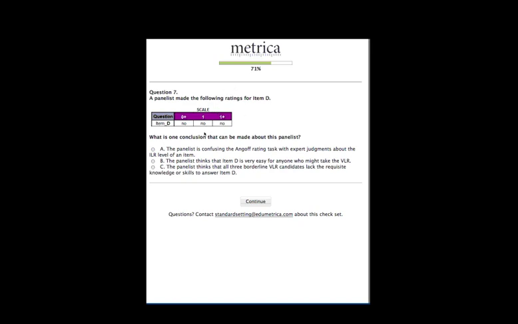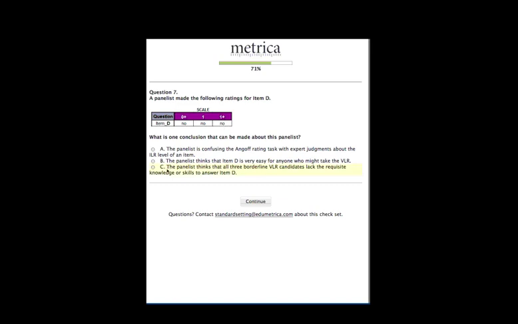Question 7. Look at this set of ratings. What can we conclude about this panelist? Is the panelist confusing the Angoff rating task with expert judgments about the ILR level of an item? No, not necessarily. This set of ratings is a legitimate set of ratings. Does the panelist think that item D is very easy for anyone who might take the VLR? Quite the contrary. This person believes that even a borderline level 1 plus person would not get the item correct.